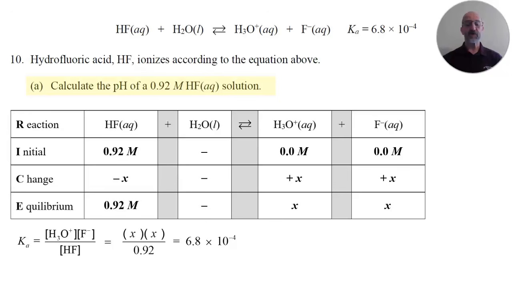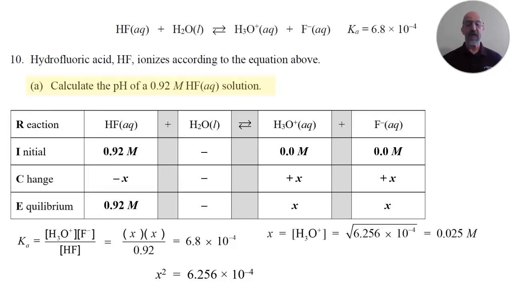Let's go ahead and solve for X. So X squared is equal to the product of 0.92 times 6.8 times 10 to the negative 4. So X squared works out to be this number, 6.256 times 10 to the negative 4. I will take the square root of that value, and this will give me the X, which represents the concentration of the hydronium ion.